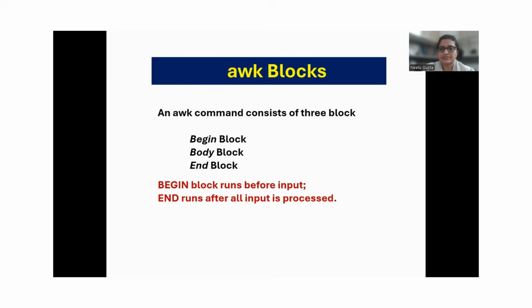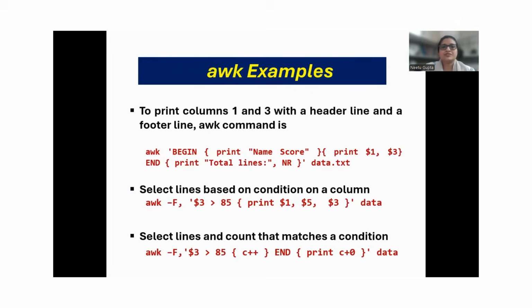I'll give you a simple example here. For example, I want to print column 1 and 3 from the whole file, but I want a header line and a footer line. So I'm writing awk, then I start with the begin block. This bracket specifies the begin block. In the begin block, I'm saying print name and score. I'm just giving a certain header. This line will get executed only once. So one line will get printed: name and score.